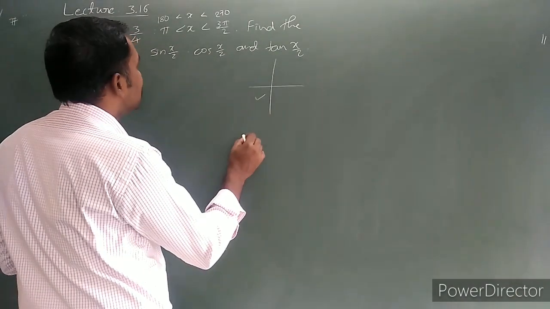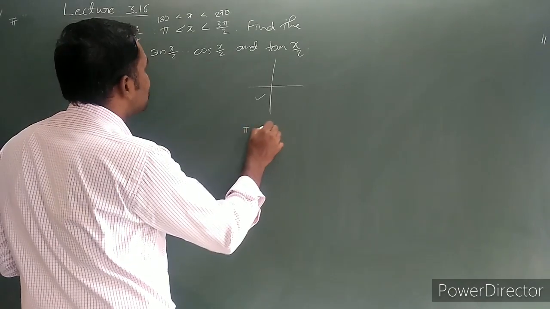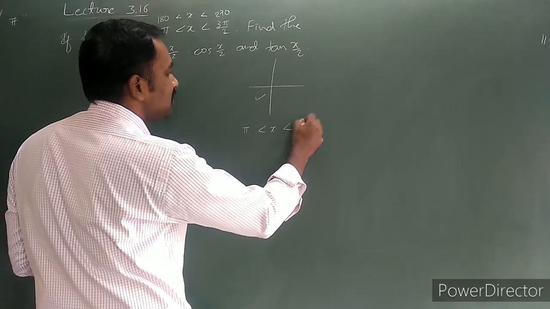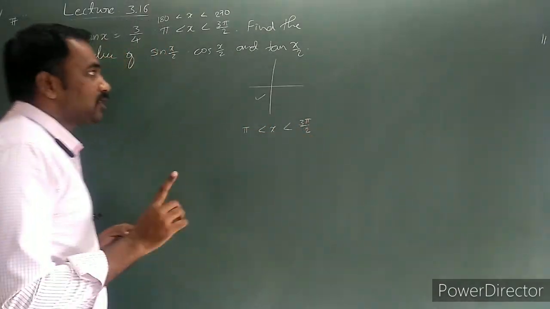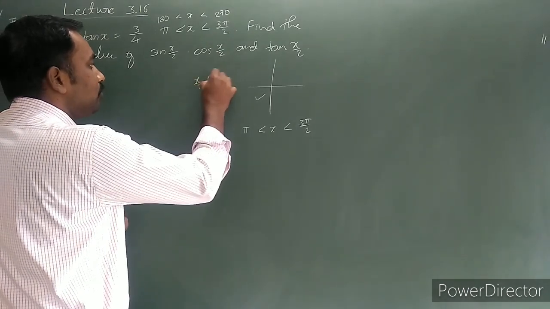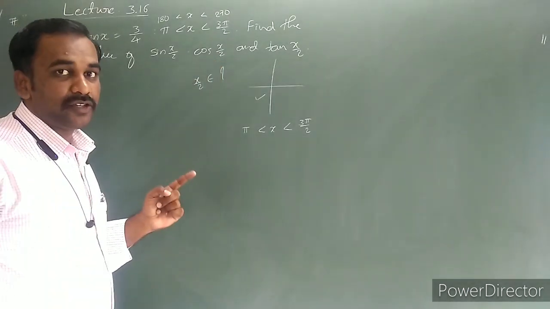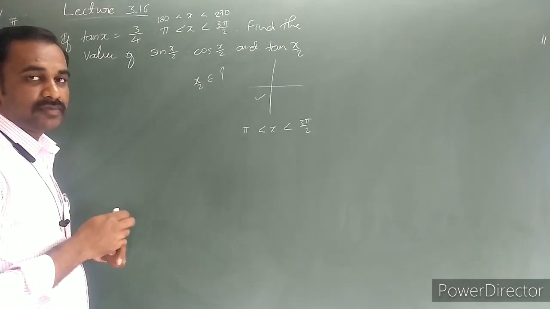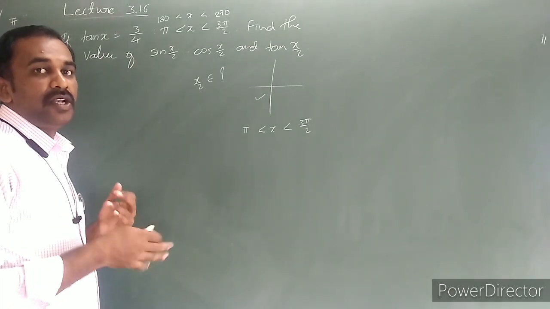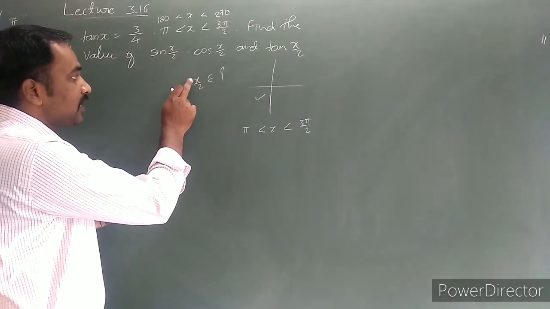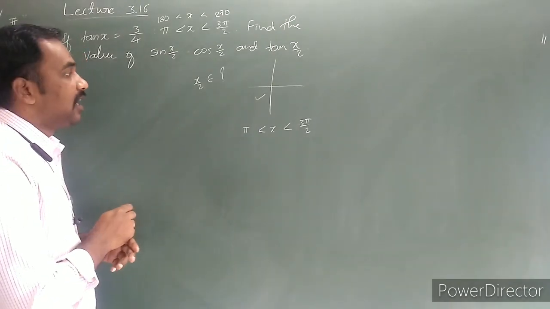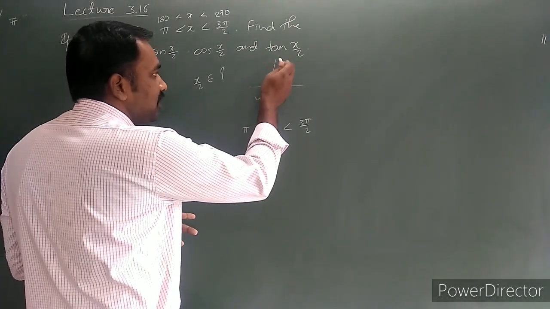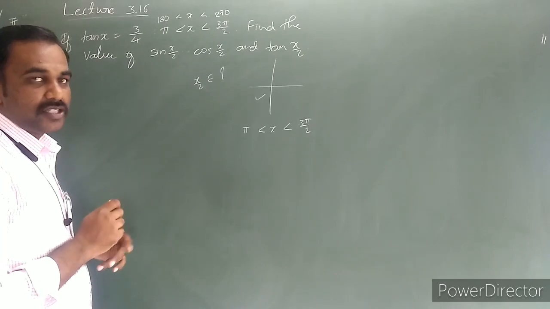Here, that is the thing we need to follow. That is, pi is less than x is less than 3 pi by 2. First of all, x by 2 belongs to which quadrant? That one we need to find. Because after getting the sin of x by 2, we need to decide whether to write the positive value or negative value. So x by 2 belongs to which quadrant? Can you say directly that it is the first quadrant or second quadrant? Directly, that is not possible.